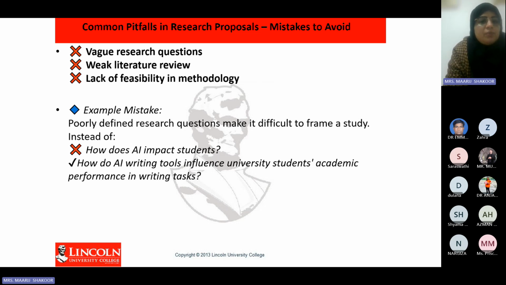For example, a poorly defined research question makes it difficult to frame a study. Instead of "How does AI impact students?", which is a weak question, not a good question, you can choose "How do AI writing tools influence university students' academic performance in writing tasks?" Look, this is the kind of question you can use in research.